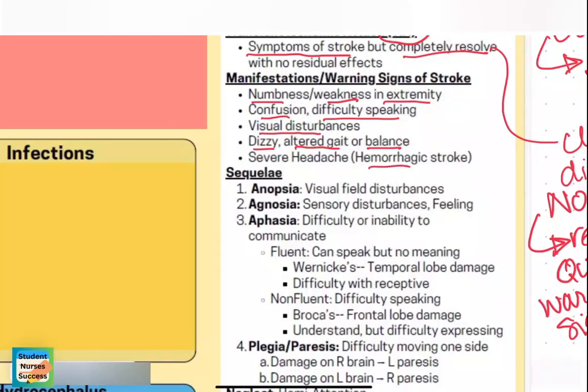If they're having a hemorrhagic stroke, they usually complain of a severe headache. You may not have all of these symptoms. In fact, it would probably be unlikely you would have them all, but you may have more than one. Now, remember, if your stroke is on the right side of the brain, maybe the clot is on the right side, you will see symptoms on the left side.